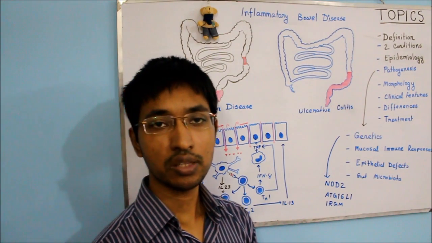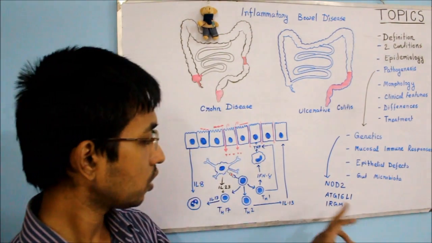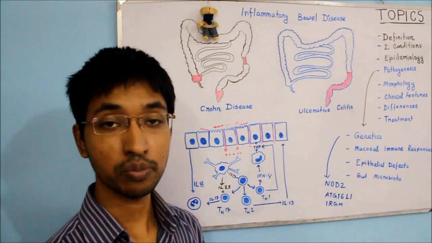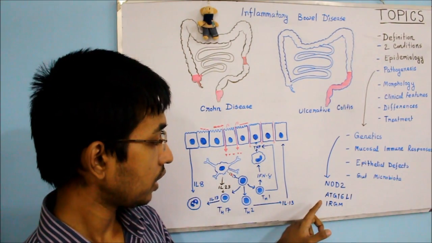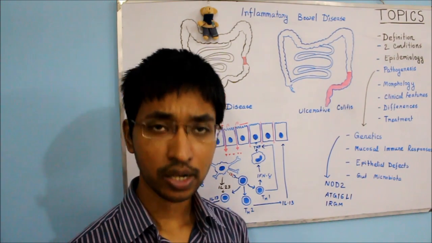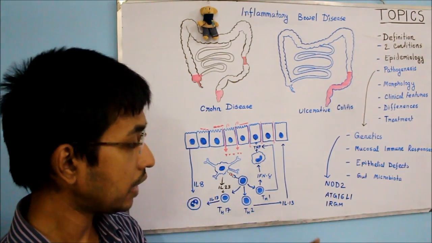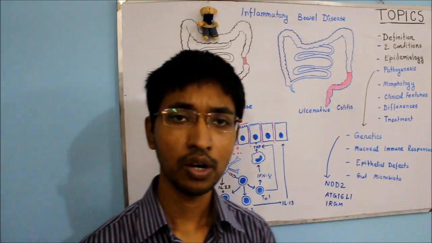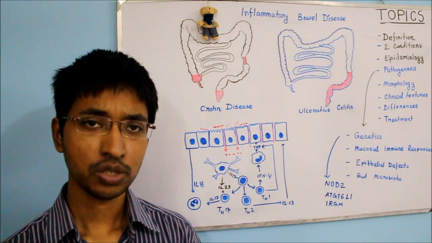And you can also see on the board I have also written two other names. These two genes are also important. They will include ATG16L1 and IRGM. So just remember the names of these genes for your multiple choice questions.